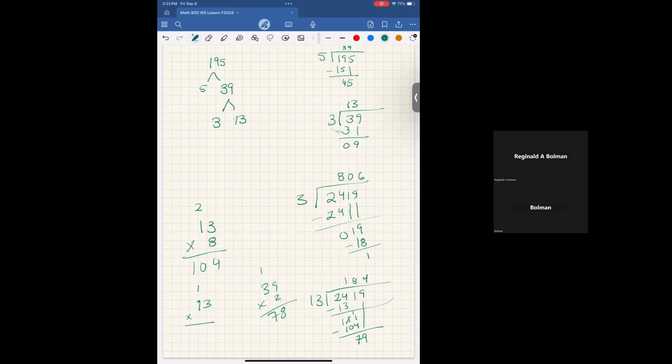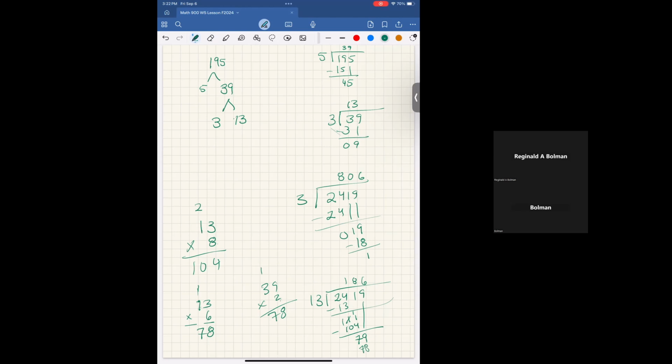Let's try. Oh, it needs to go 5 times. 5 times 3 is 15. Carry the 1. 5 times 1 is 5, plus 1 gives you 6. That was 65. And then we can try 13 times 6. 6 times 3 gives you 18. Carry the 1. 6 times 1 is 6, plus 1 gives you 7. So indeed, here we are. It turns out that 13 goes into 79 exactly 6 times.